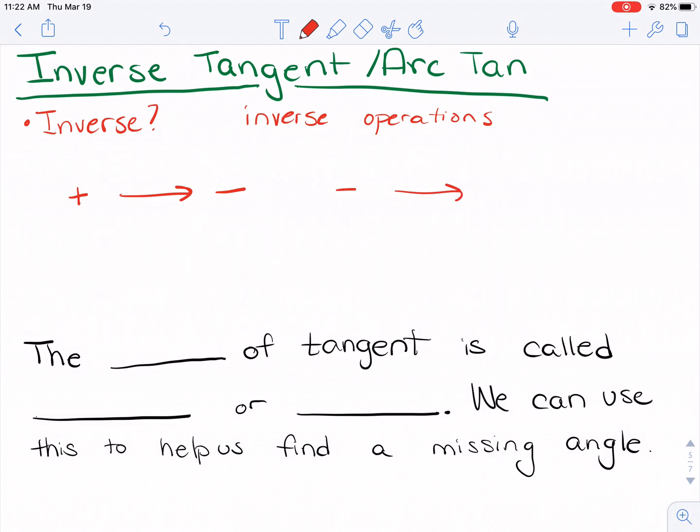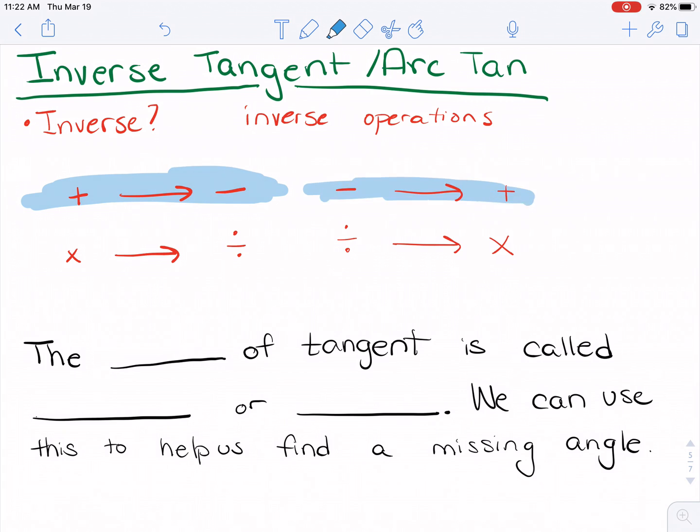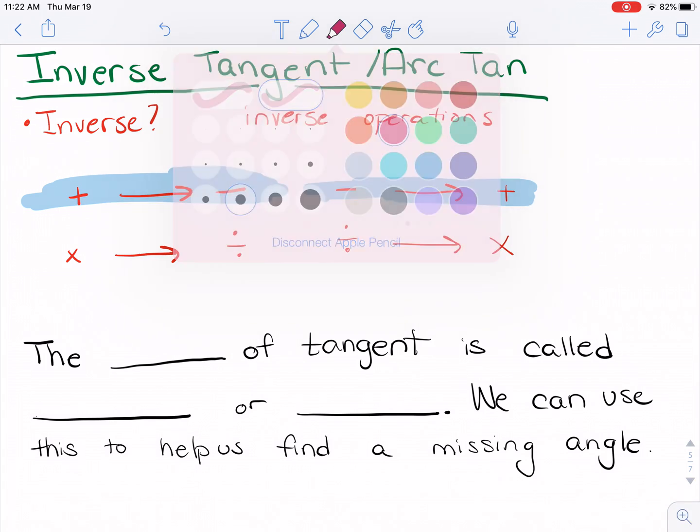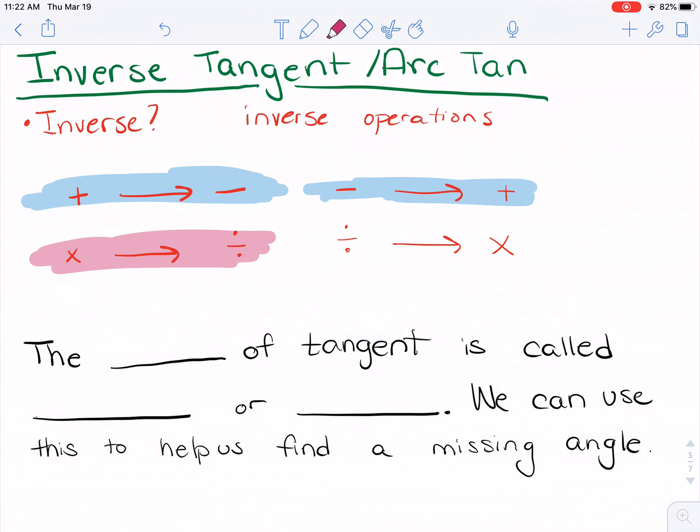The inverse of subtraction was addition. The inverse of multiplication was division. And the inverse of division was multiplication. We notice that inverses of an operation are the inverse to the other operation. I know that that's really wordy, but what I mean is that inverses work in pairs. So the inverse of addition was subtraction, and the inverse of subtraction was addition. Additionally, multiplication and division worked in pairs also.